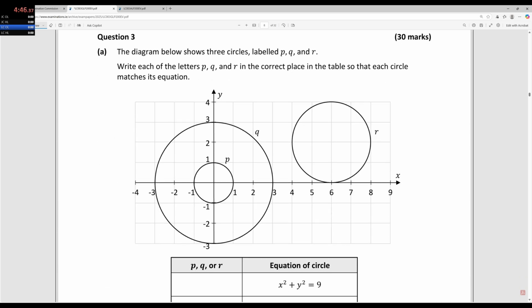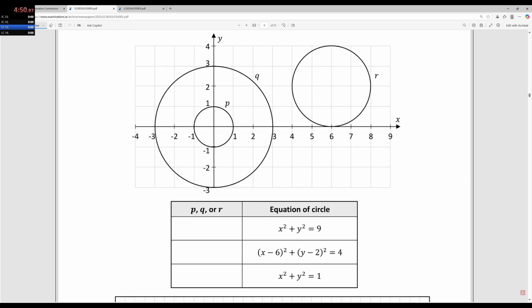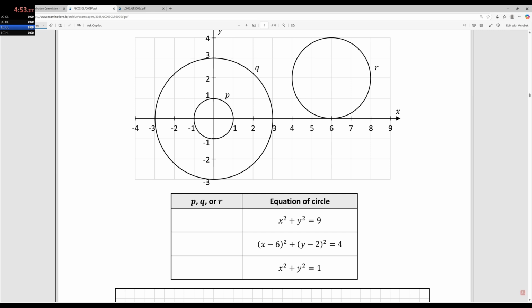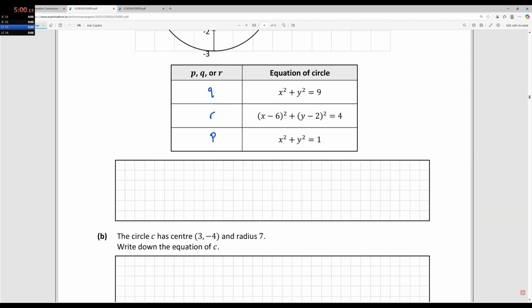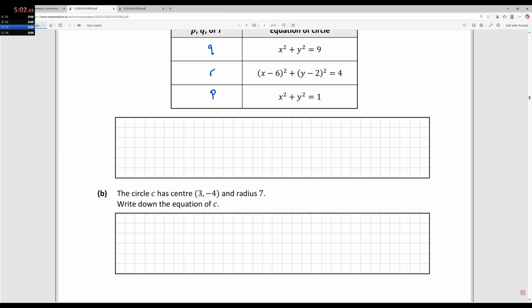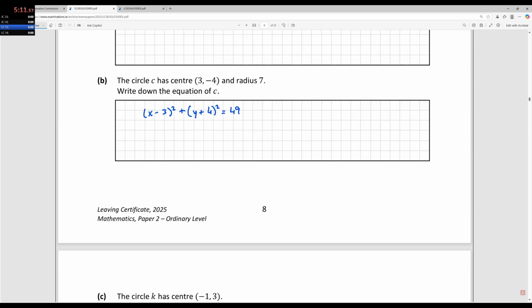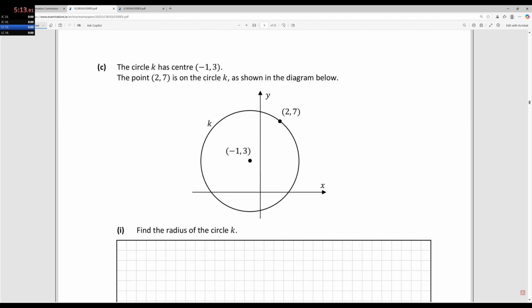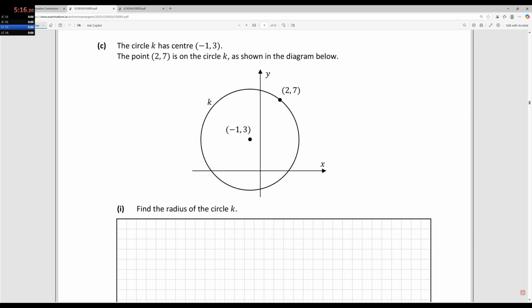The diagram below shows 3 circles, P, Q, R. Write each of the letters in the correct place. Oh, okay. They're not gonna like that. That's Q, that's P, and that's R. The circle has this center and this radius. Find its equation. So we'd say x minus 3 squared plus y plus 4 squared equals 49. The circle has its center point on the thing as shown. Find the radius. You'd find the distance between them, which is going to be 5.